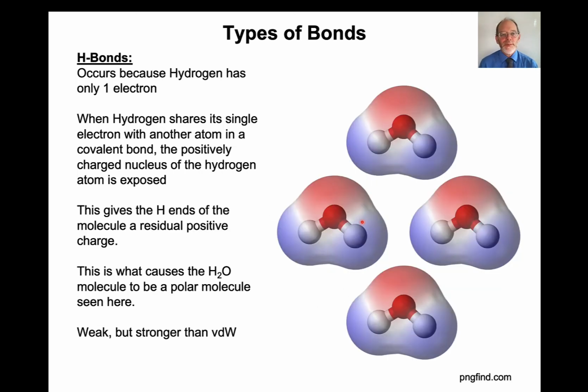Hydrogen bonds occur because hydrogen has only one electron. So when hydrogen shares its single electron in a strongly covalent bond, it exposes one side of the hydrogen nucleus. So this side of the molecule is slightly positively charged, just like this one is slightly positively charged for the two hydrogen atoms here. On the other side, this side of the oxygen atom has a bunch of electrons to it, so this side is very slightly negatively charged. And it's the slight positive charge on this side and the slight negative charge on this side that can attract each other and hold these two molecules together. It's a weaker bond than ionic or covalent bonds, but it's much, much stronger than van der Waals bonds.